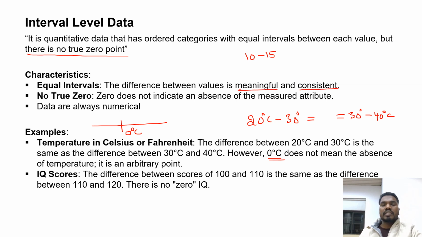So here, when I'm saying 10 to 15, the difference between values is meaningful and they are consistent. Consistent means we should maintain the same difference between them. Clear? And these data are always numerical.